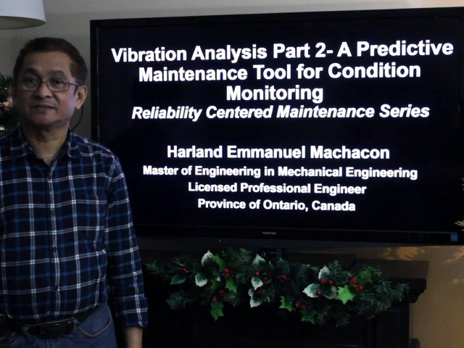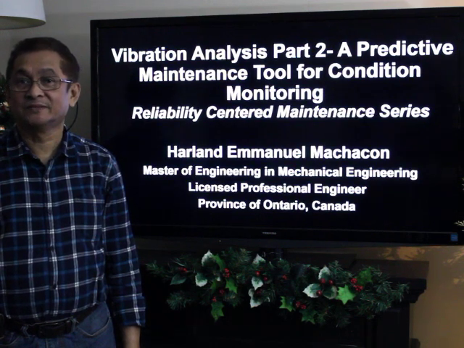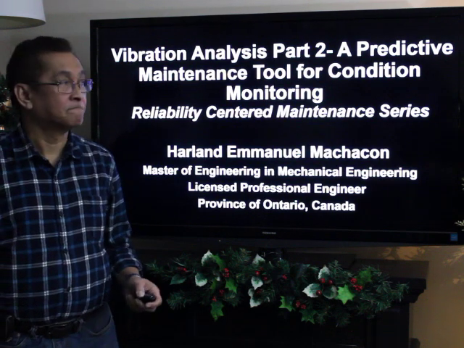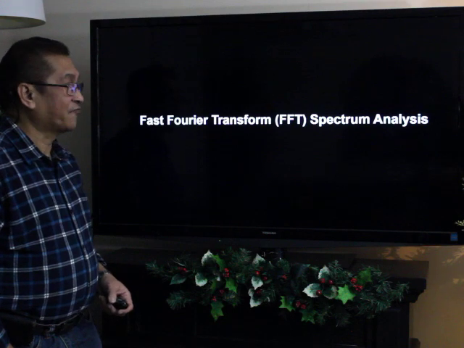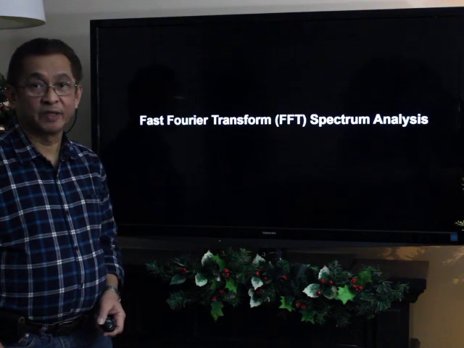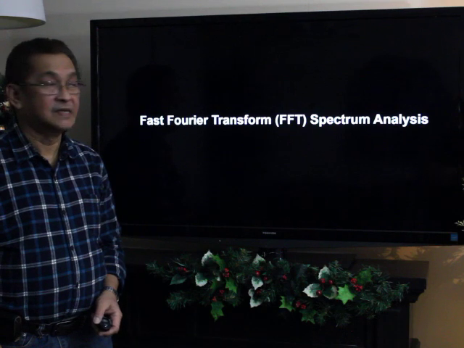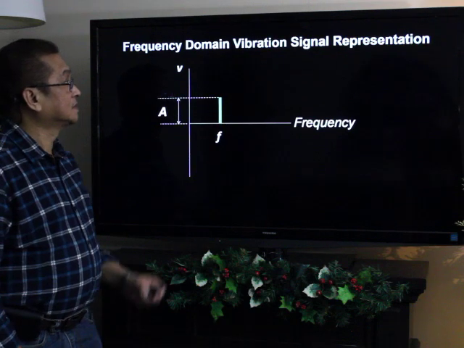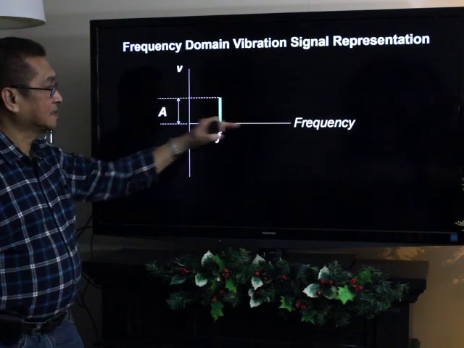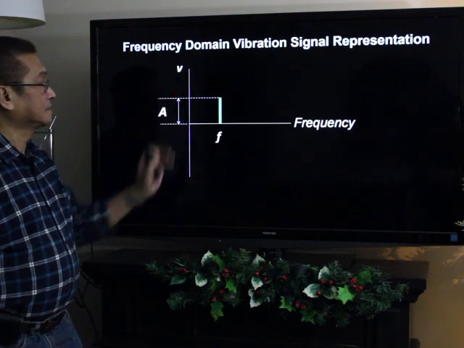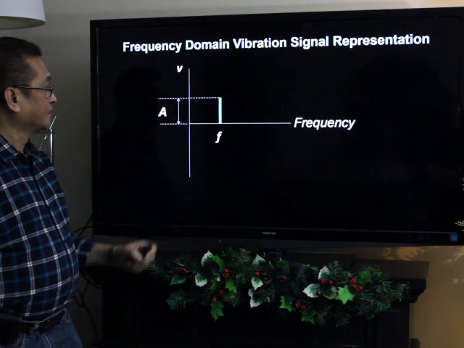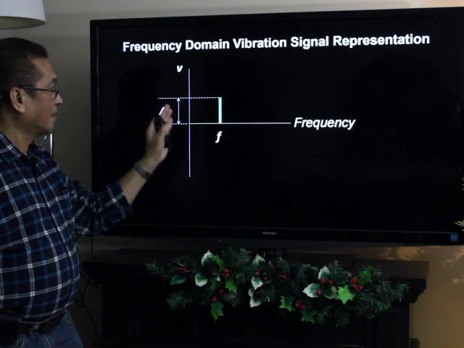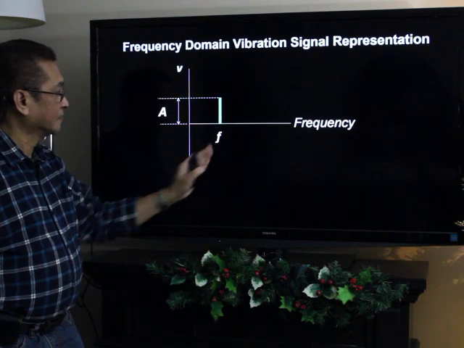Today, I will discuss the second part of vibration analysis, a predictive maintenance tool for condition monitoring. Fast Fourier Transform spectrum analysis, or the FFT analysis. I have here the frequency domain vibration signal representation. The abscissa is the frequency, and the ordinate is the velocity. And we have here the line in green, which is the amplitude at a certain frequency level.